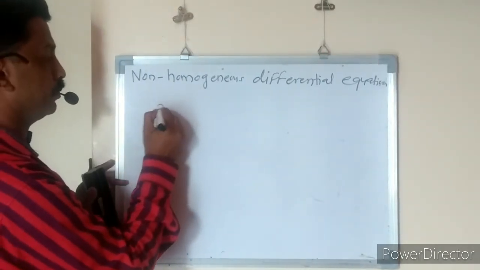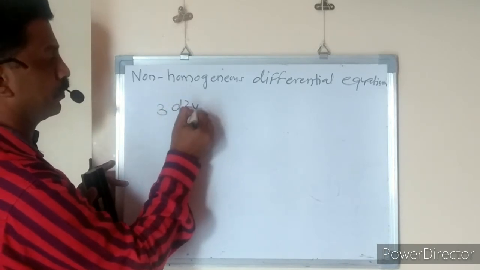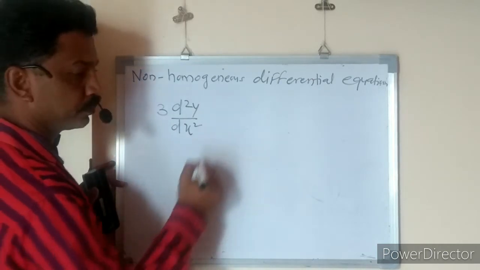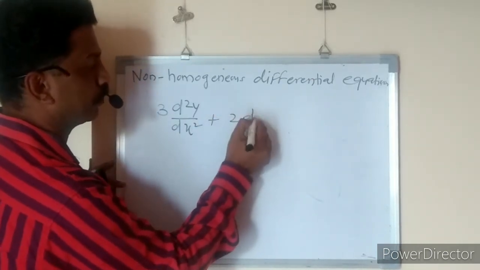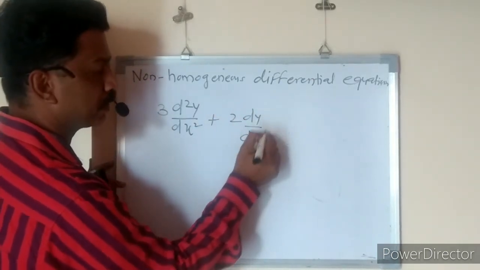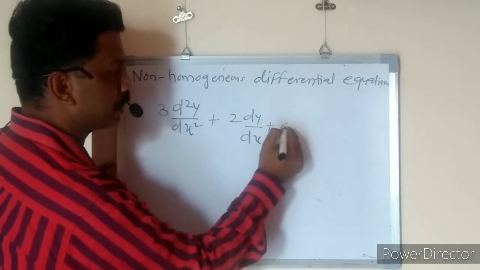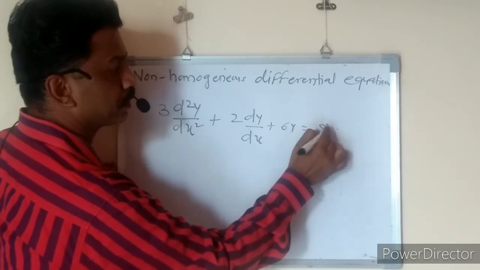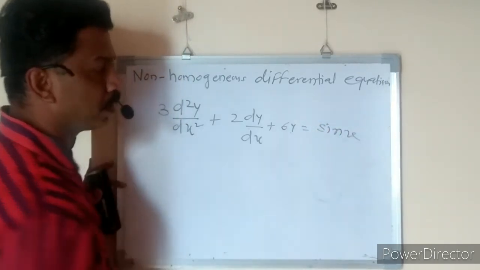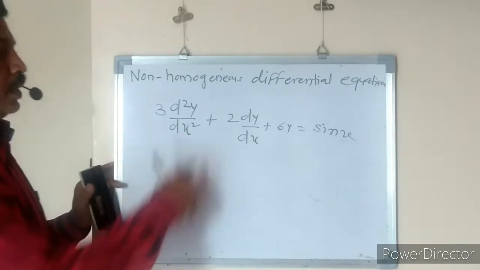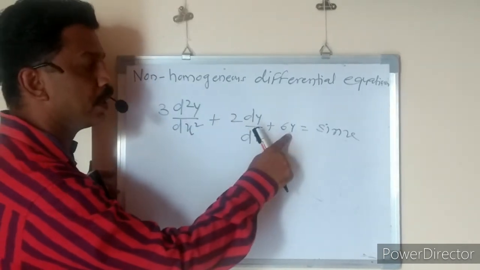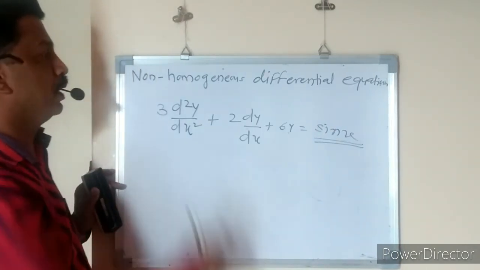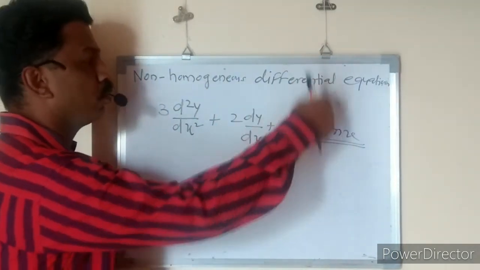Again we take one another example, 3 d2y by dx square plus 2 dy by dx plus 6y equal to sin x. Now in this equation also, here y is present, here also y is present, here also y is present, but here the y term is not present, therefore this equation is non-homogeneous.